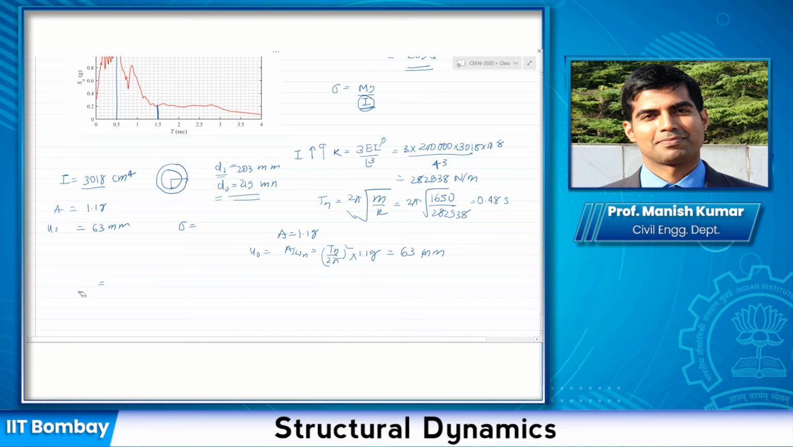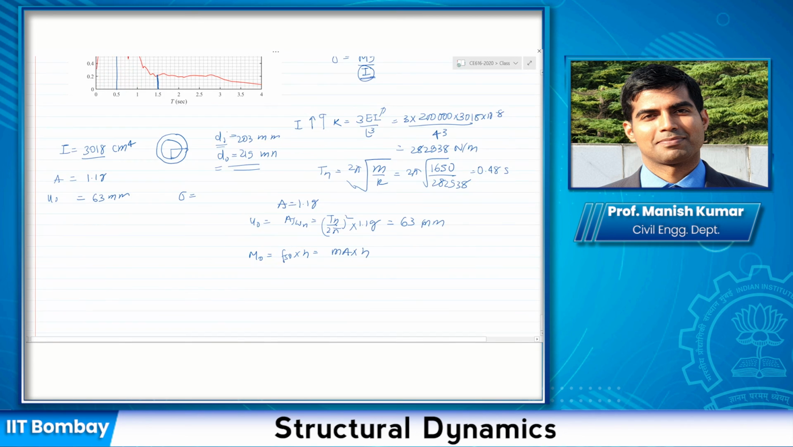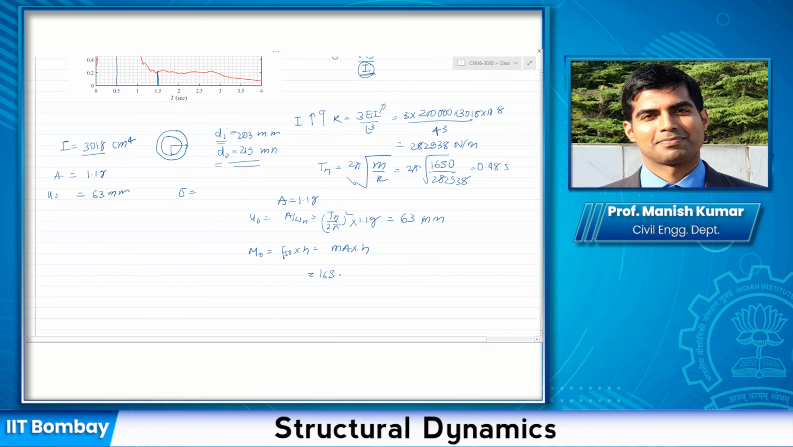Okay, first let us calculate the base shear, which would be the equivalent static force times h, that is, mass times acceleration times h. Mass is given as 1650, acceleration as 1.1 g, and h is 4. So it would be 1650 into 1.1 times 9.8 times 4. So it comes out to around 71148.